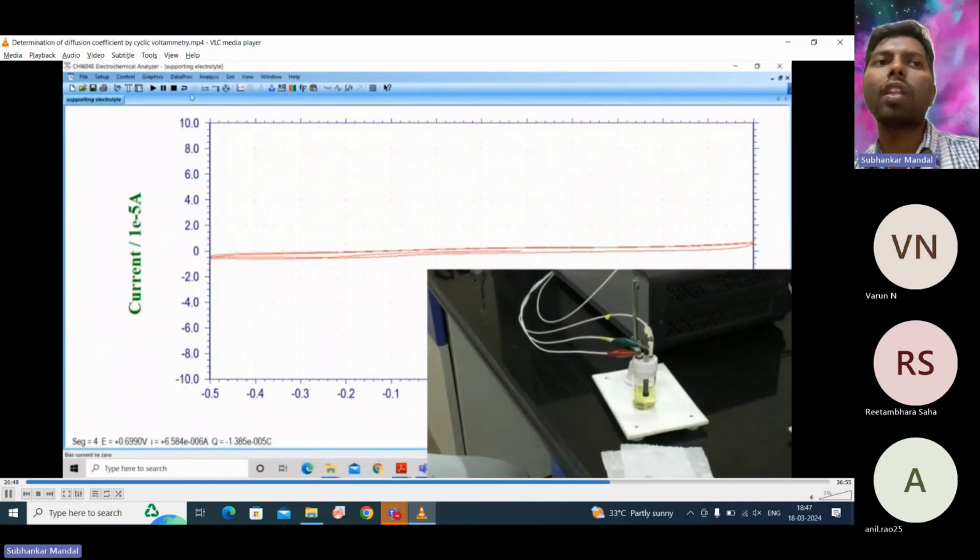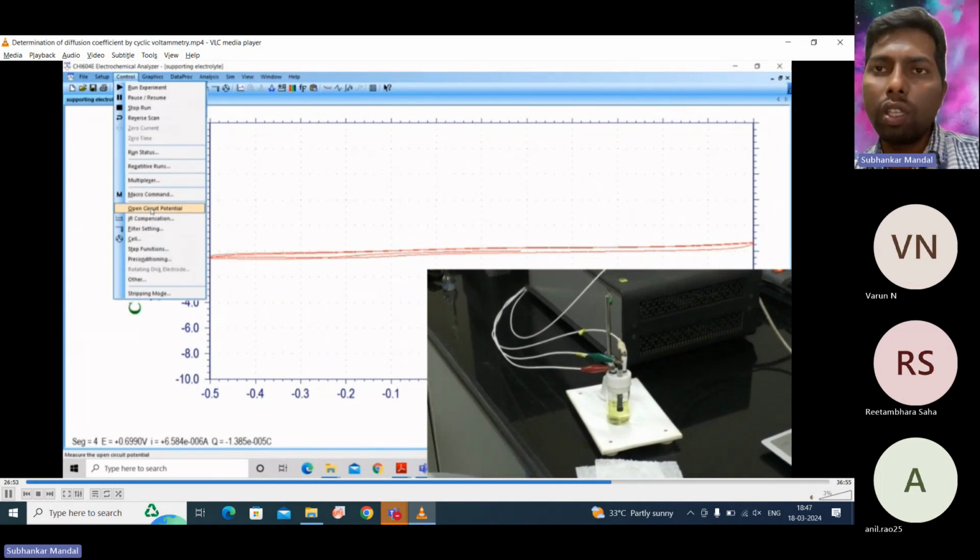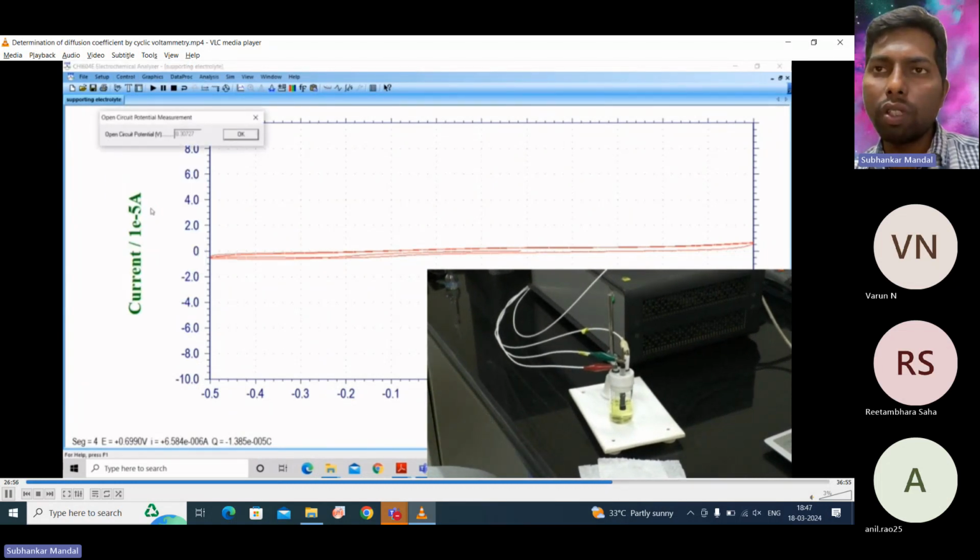In the same way that we measured the electrochemical potential earlier, we can now measure the open circuit potential. Earlier it was 0.197 volt for only the supporting electrolyte. Now you can see it is 0.307 volt. So as your system changes, the open circuit potential, that is the potential difference between the working electrode and reference electrode, also changes.